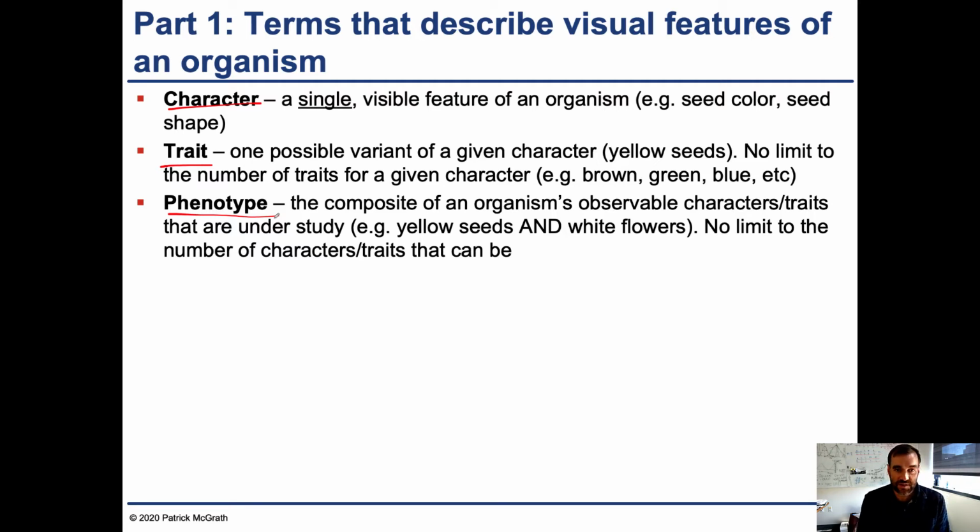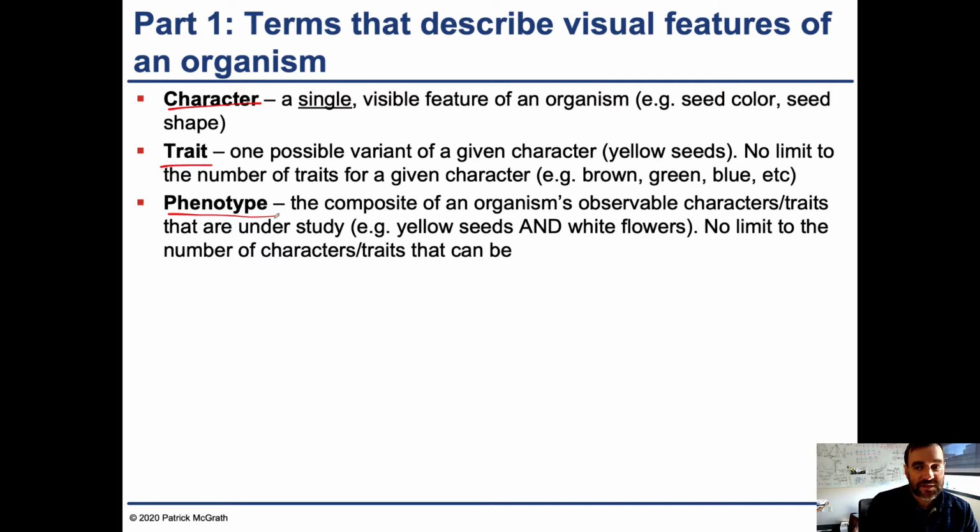So a character is a single visible feature of an organism. So when we describe an organism, when we do genetics, typically we're talking about something that you can see within the organism. So this can be seed color, this could be seed shape, this could be height of a plant. There's something that you can visualize and that can have alternate forms.